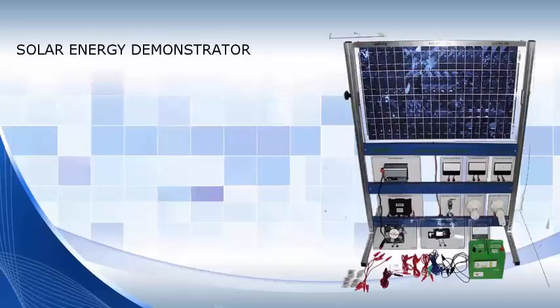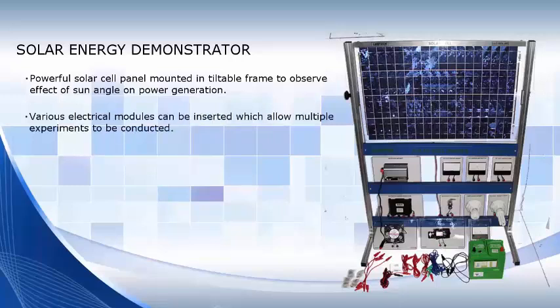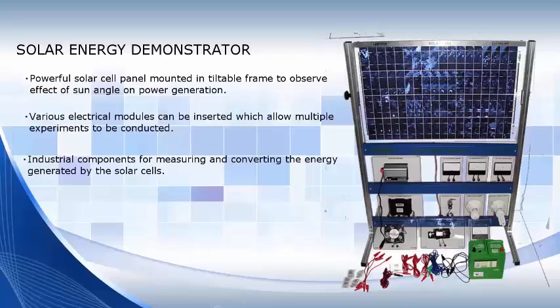Labtech's solar energy demonstrator, pictured here, has been designed to introduce students to the generation of electrical power from the sun with solar cells. This trainer helps students build a solid foundation in electrical solar energy technology by illustrating battery storage techniques, conversion from DC to AC power, and how solar cells work. The trainer features a powerful solar cell panel which is mounted in a special frame that can be tilted at different angles to observe the effect of sun angle on power generation. The unit's panels features industrial components for measuring and converting the energy generated by the solar cells.